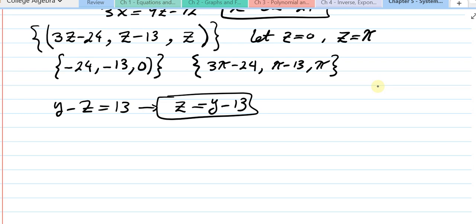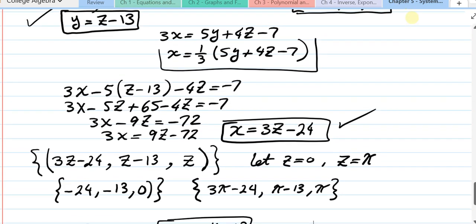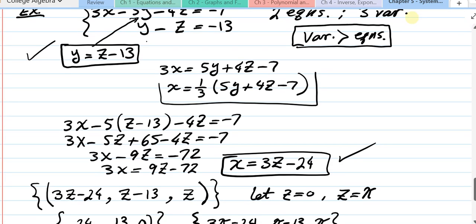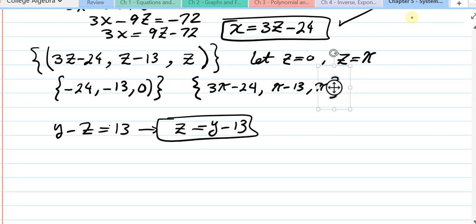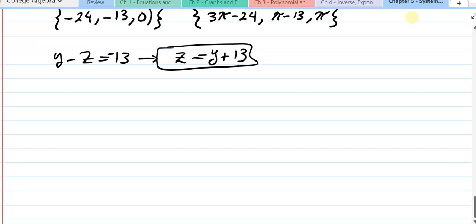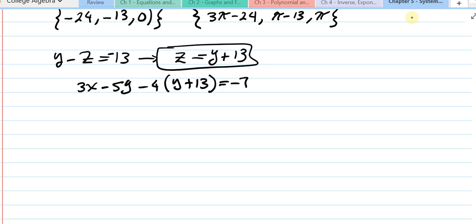And then we can substitute for z in the first equation. Okay, now, oh, actually, it was y minus z equal negative 13. Good thing I caught that. Negative 13, so it's going to be y plus 13. Good. Now we're going to substitute in the first equation. The first equation was 3x minus 5y minus 4z equals negative 7. First equation in the system.